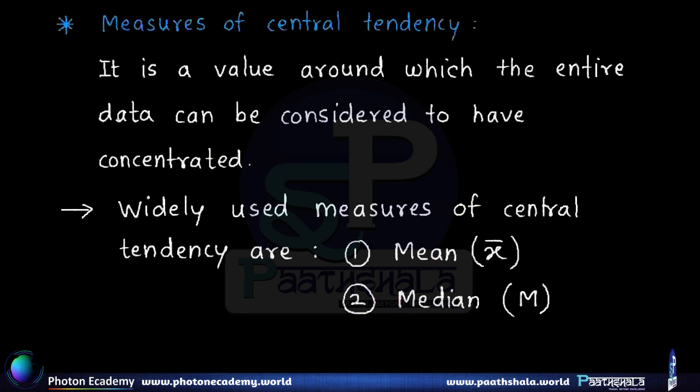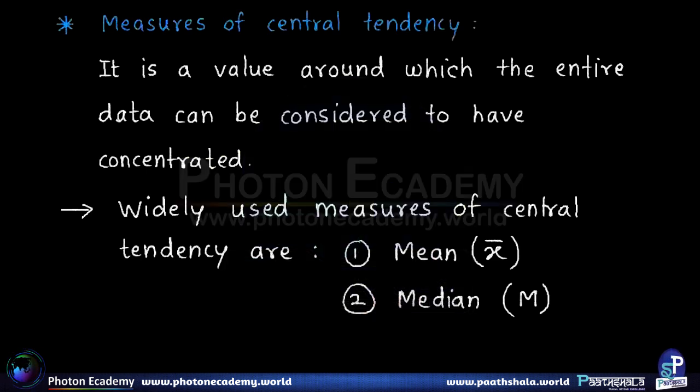Now, which measures do we consider? The widely used measures of central tendency are mean and median. Mean is denoted by the symbol x bar and median is denoted by uppercase M. Now let's go over the mean and median and the formulas to calculate those measures for different types of data.